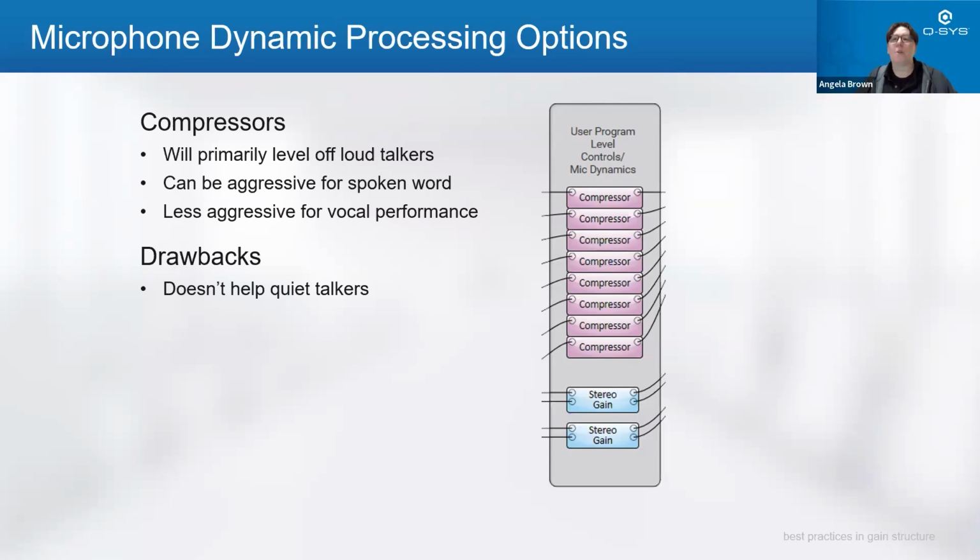But it doesn't really help for quiet talkers. If you're in a really quiet situation and you're trying to get somebody louder, a compressor isn't going to get somebody louder. What it's going to do is take all your really, really loud people and bring them down to sort of a nominal level, as it were. See how I used that word nominal level in there? That was good.